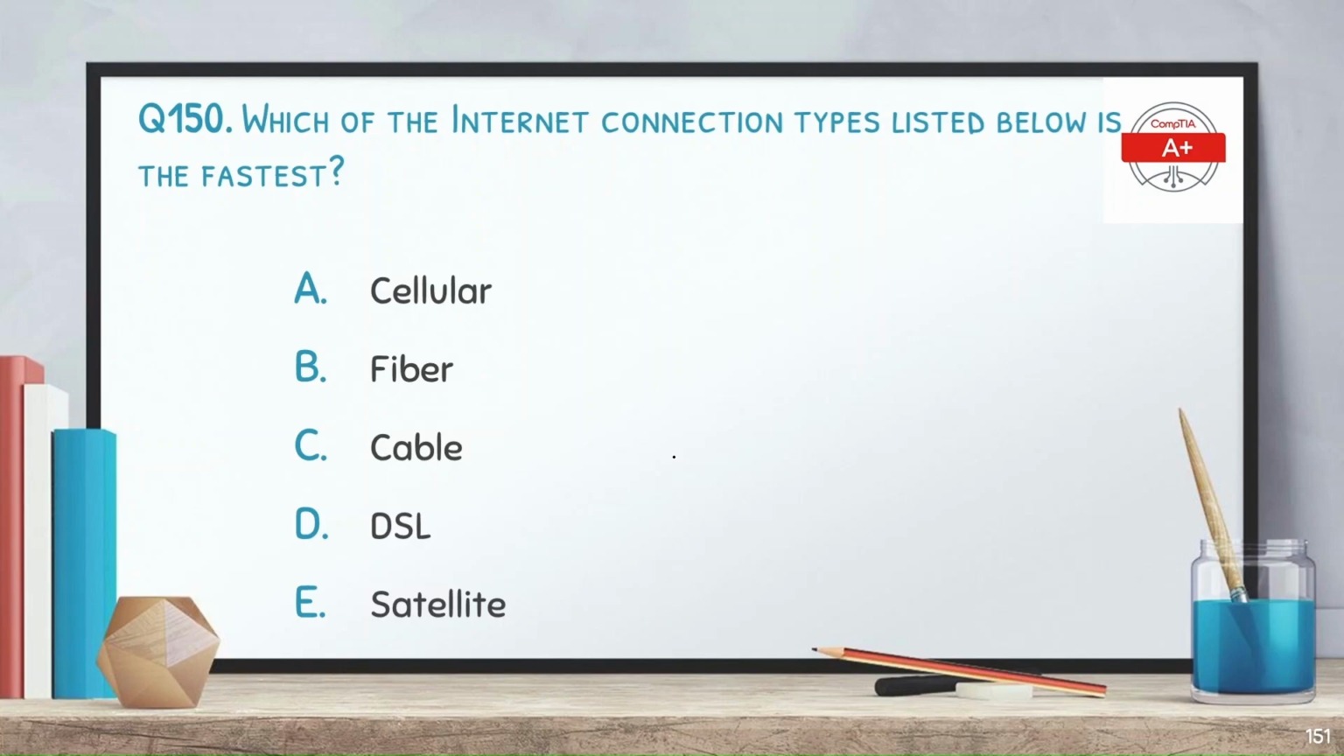Question number 150 is that which of the internet connection types listed below is the fastest? The options are A, cellular, B, fiber, C, cable, D, DSL, and E, satellite. And the correct option is, of course, the fiber. So the fiber has the fastest internet connection.